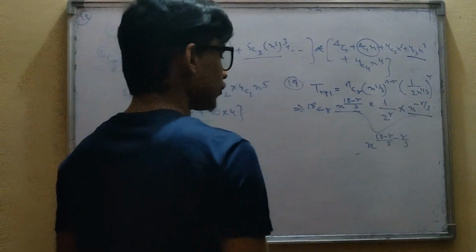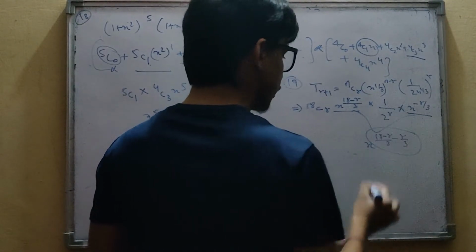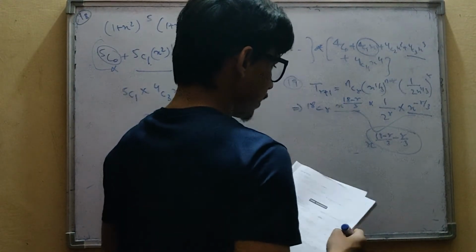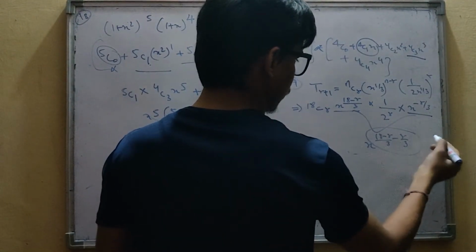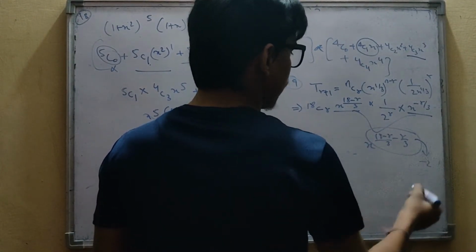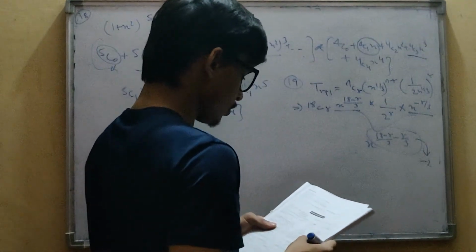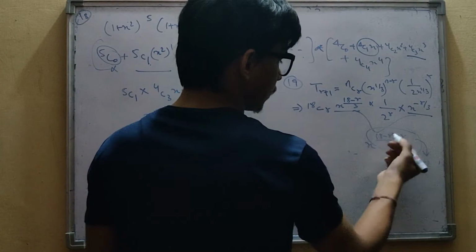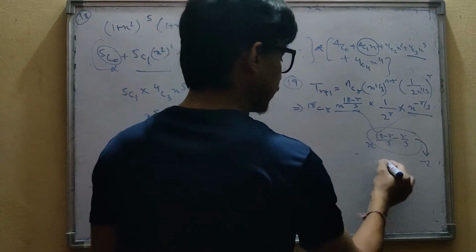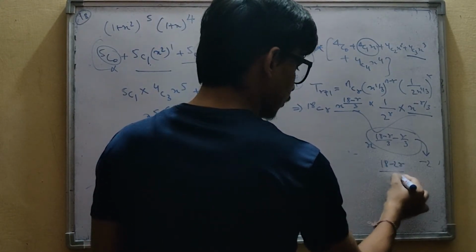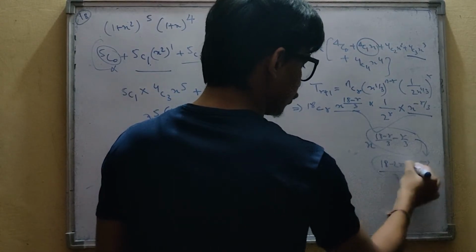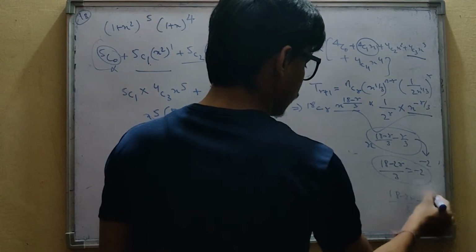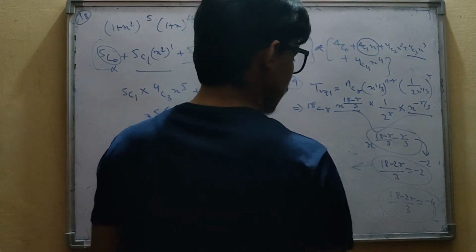Now this should be minus 2 for the first term, and the same thing should be minus 4 for the second term. So you just have to simplify it. It is going to be (18 minus 2r)/3. Once it should be minus 2, and again (18 minus 2r)/3 is going to be minus 4. You get the values of r from here.